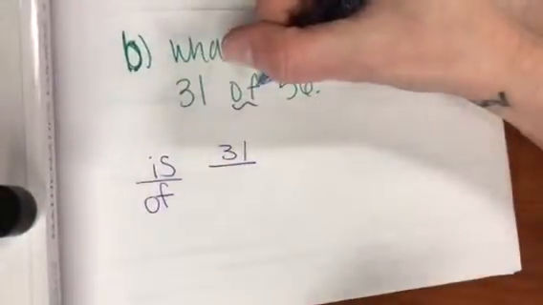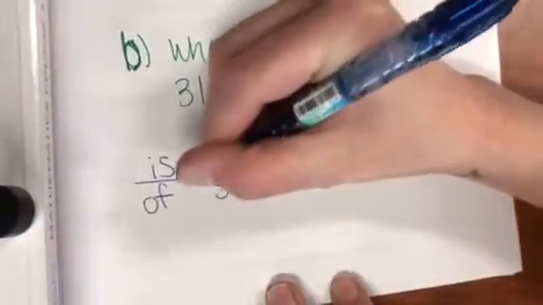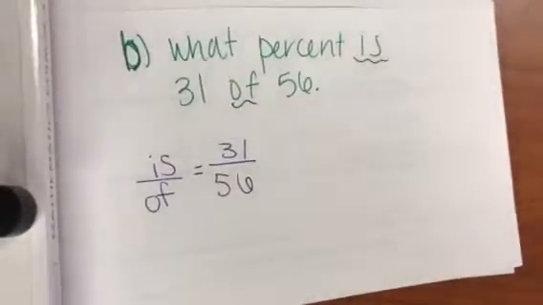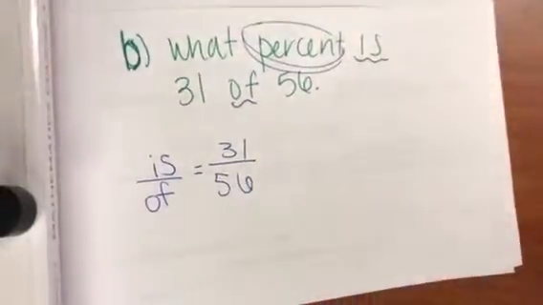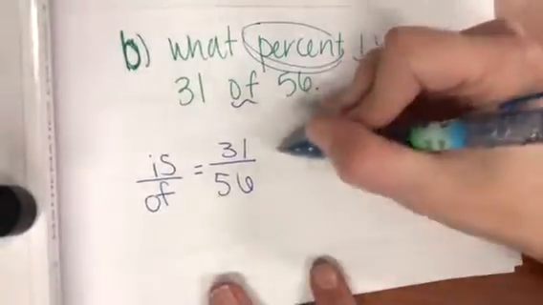31 out of 56. But wait, I only have 2 numbers. I'm looking for the percent. Identify what you're looking for. It says what percent, so this is what we're looking for. But what's my other number? Don't I have 4 in a proportion? What do percents go over? Always, always, always 100. But what if we don't know the percent? What do we put in that place value then? X. Okay. So x over 100.